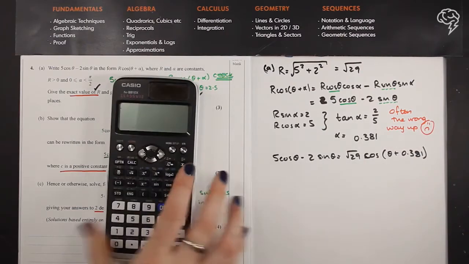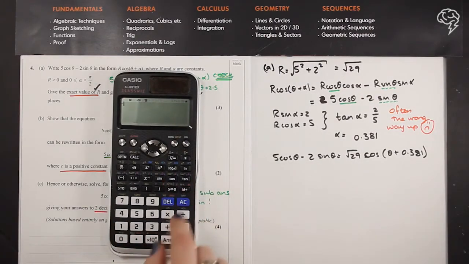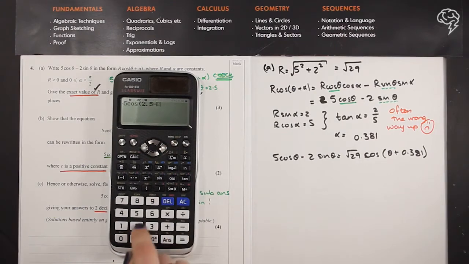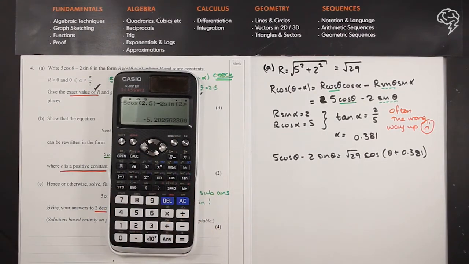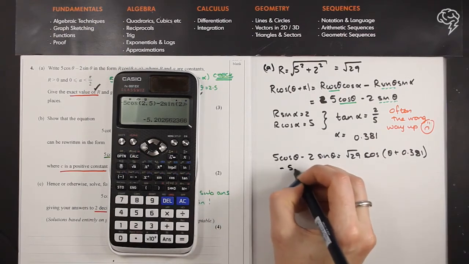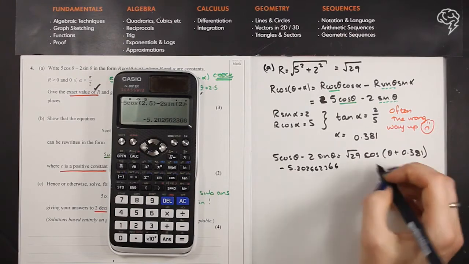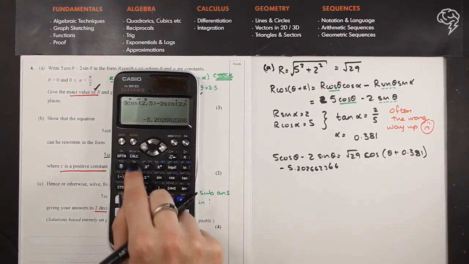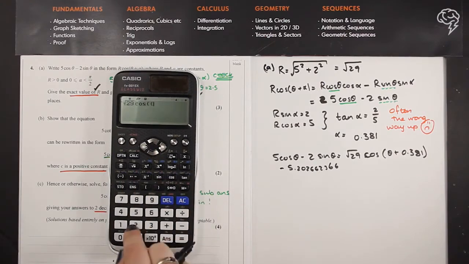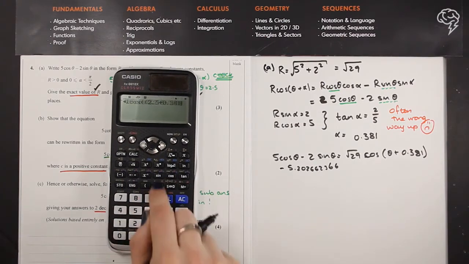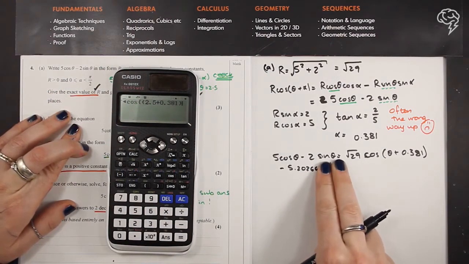So you get your calculator, you type this in with theta as some number. I'm going to use 2.5. And that comes out to be minus 5.202662366. Now I'm going to put the same thing in here: root 29 cos(2.5 plus 0.381). Fingers crossed we're going to get this, or at least like that.